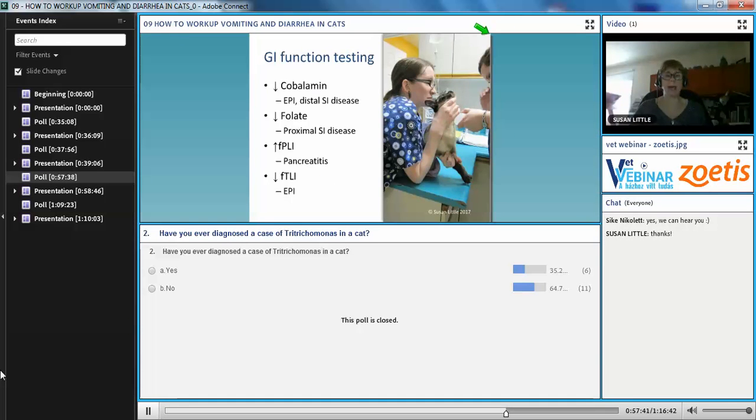But before I do that, I'm going to send a poll in, and I'm going to ask you, are you able to get serum cobalamin samples tested in your lab? So do you have a referral lab that will allow you to do that?